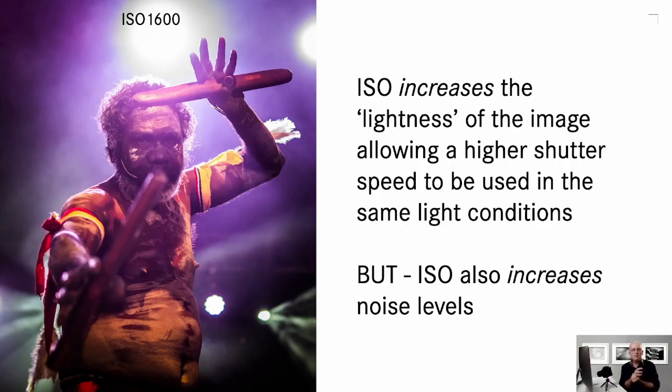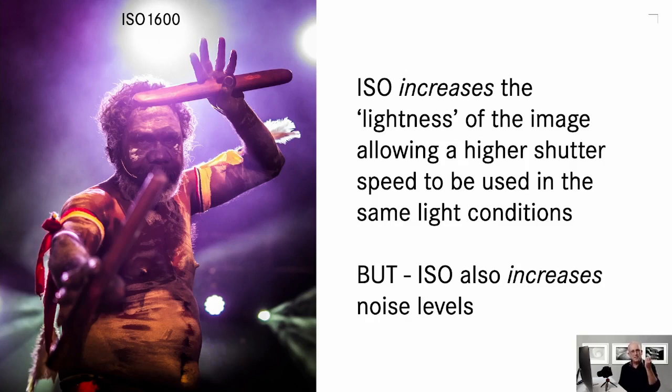So now I simply don't worry about noise. What I do is I worry about sharpness and getting the image sharp and crisp and well exposed. And if it's noisy, so be it. I am not afraid of ISO. So ISO increases the lightness of the image broadly, which allows you to use a higher shutter speed under the same lighting conditions. And you should use whatever shutter speed you need to use to get the movement cancelled out and a sharp image. This is Yothu Yindi, the band, playing up in Cairns a couple of years ago.